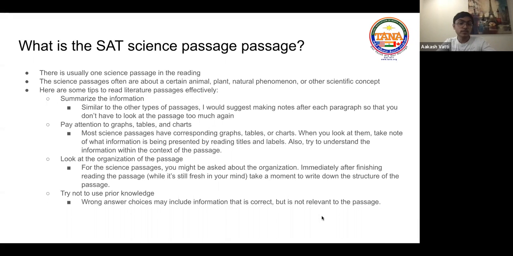So look at the organization of the passage. For science passages, you could be asked about the organization. Just after you finish reading the passage, write down the structure of the passage. It could be that first they did the hypothesis and then they did a trial and then they talked about the results. Or it could be that they talked about a different study and then they talked about how it influenced their study and what the effect of their study is and stuff like that.